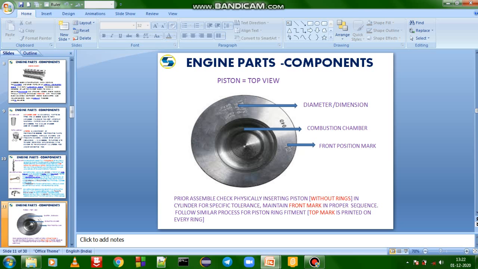So friends, for our assembly, check physically by inserting the piston without rings in the cylinder for specific tolerance. Maintain the front mark in proper sequence. Follow a similar process for piston ring fitment. The top mark is printed on every ring.